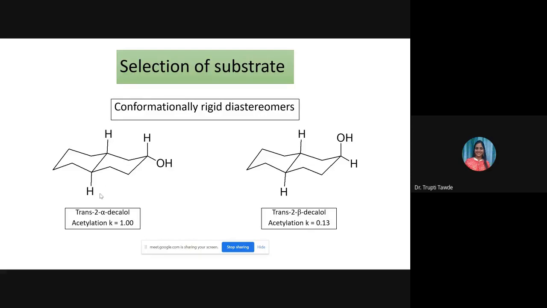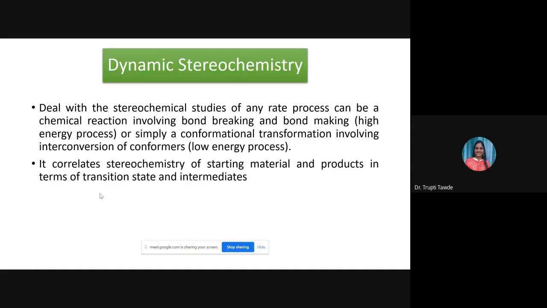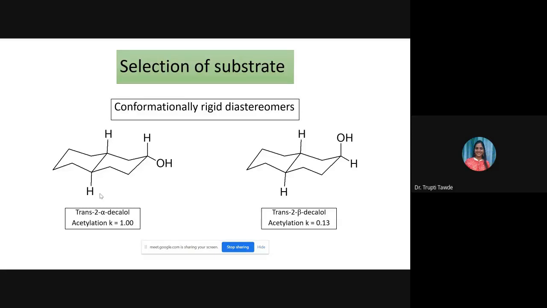important. Okay, so I'm dealing with dynamic stereochemistry, and I've just introduced what dynamic stereochemistry is. But if you want to study dynamic stereochemistry, the most important aspect is the selection of substrate. So if I'm doing any reaction, what kind of substrates we are going to select, that we're going to talk about. Okay. So as I said, there are some molecules which are conformationally rigid.